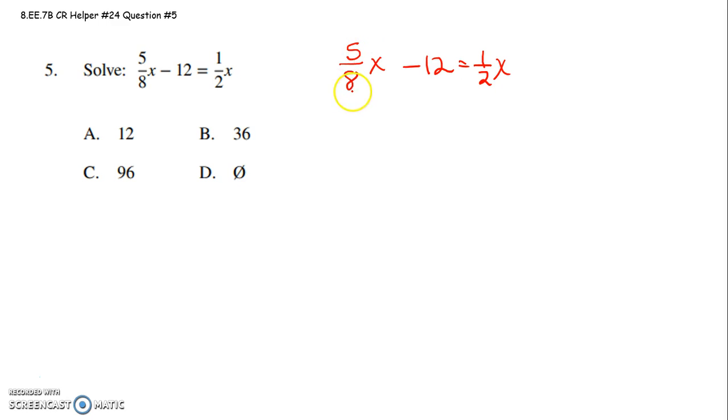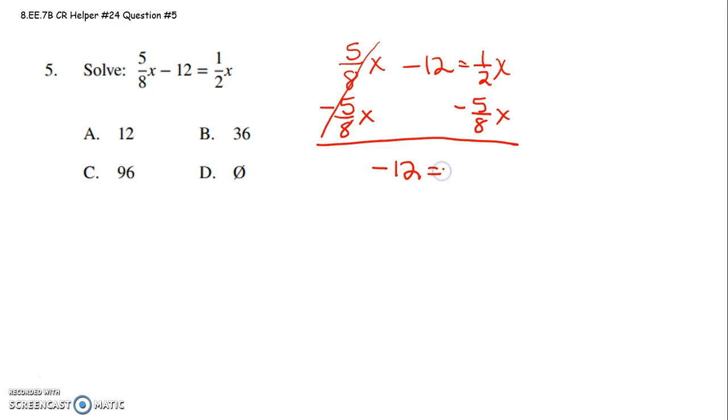Okay, so I have x's on the left-hand side of that equal sign and x's on the right-hand side of that equal sign. I've got to move all my x's to one side. I'm choosing to move my 5/8 x. That way I don't have a 0 left on this side of the equal sign. So I'm going to subtract 5/8 x on each side. 5/8 x minus 5/8 x, bye-bye. On the left-hand side, I'm left with a negative 12.